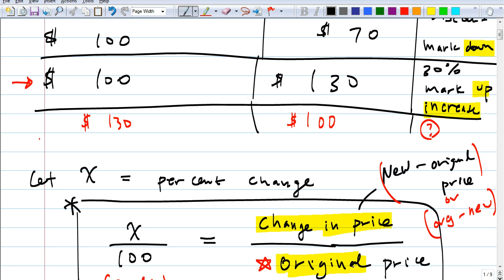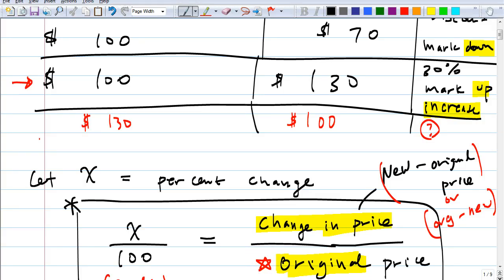By the way, how do you find the change in price, guys? By subtracting. By subtracting what and what? If it's marked down, then the original price minus the new price. And if it's a markup, then the new price minus the original. Exactly. That's why I wrote down new minus original price or original minus new. It depends on whether it's marked down or marked up. But you basically subtract the two numbers, big number minus smaller.